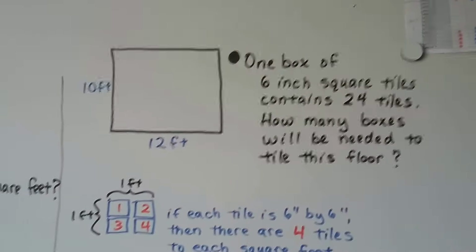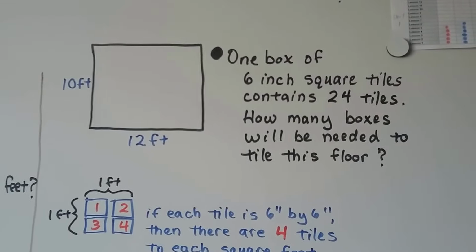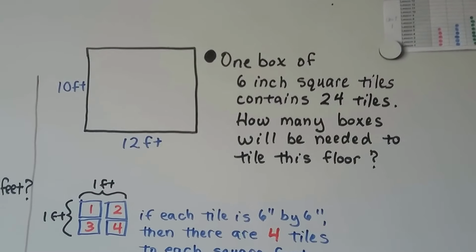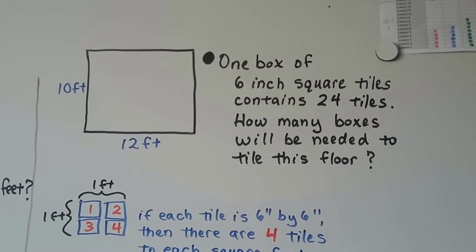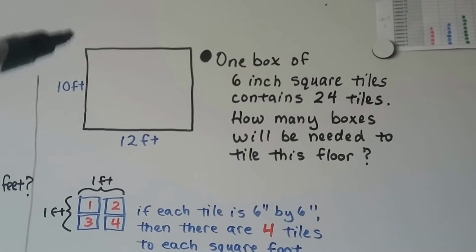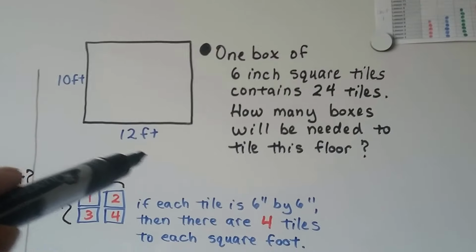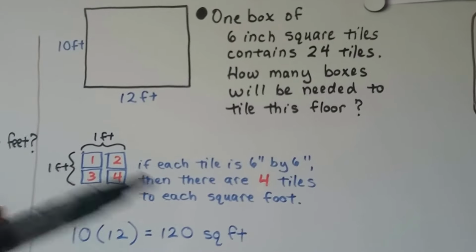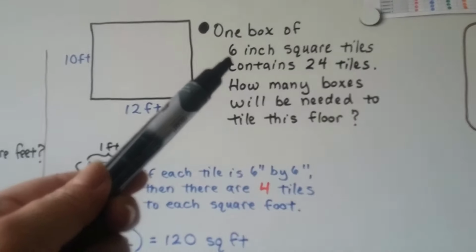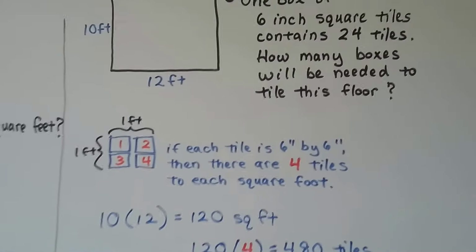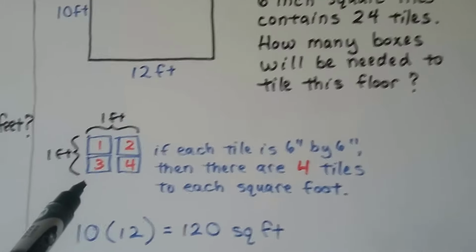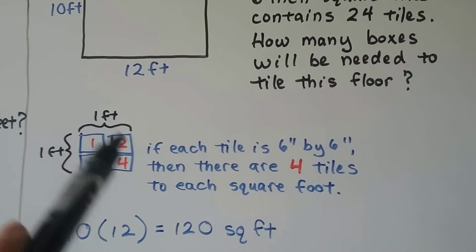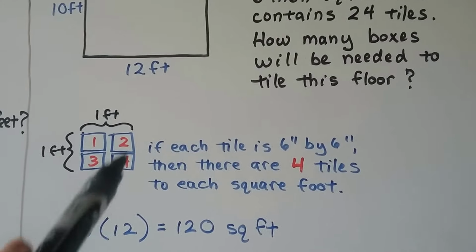All right, here we have a rectangle, and it's telling us one box of 6-inch square tiles contains 24 tiles. How many boxes will be needed to tile this floor? Well, this is 10 feet, that's 12 feet. So we can do 10 times 12 and get 120 square feet, but it's telling us that the tiles are only 6 inches. So in 1 square foot, if each tile is 6 inches by 6 inches, then there's going to be 4 tiles to each square foot.